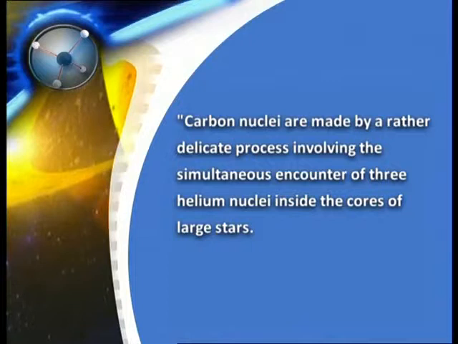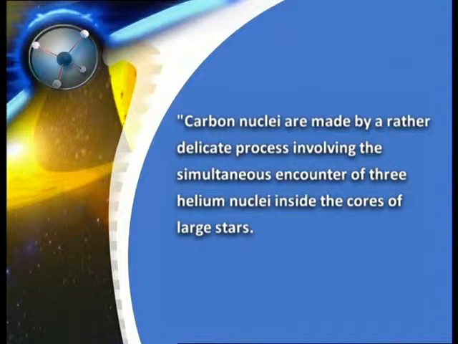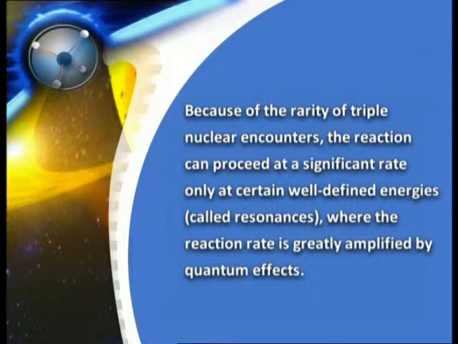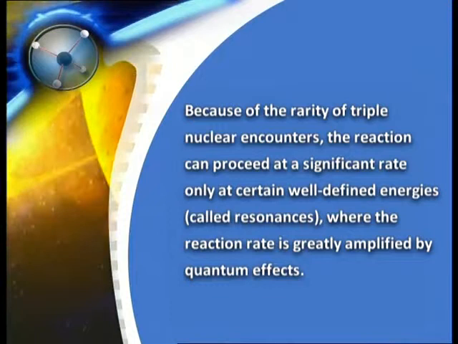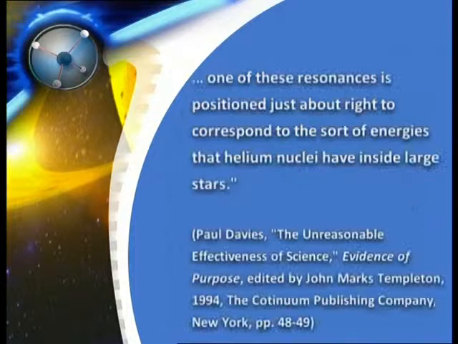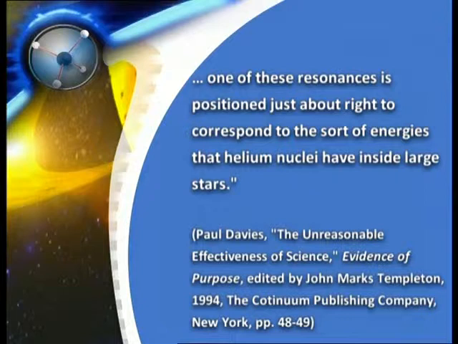Carbon nuclei are made by a rather delicate process involving the simultaneous encounter of three helium nuclei inside the cores of large stars. Because of the rarity of triple nuclear encounters, the reaction can proceed at a significant rate only at certain well-defined energies, called resonances, where the reaction rate is greatly amplified by quantum effects. One of these resonances is positioned just right to correspond to the sort of energies that helium nuclei have inside large stars.